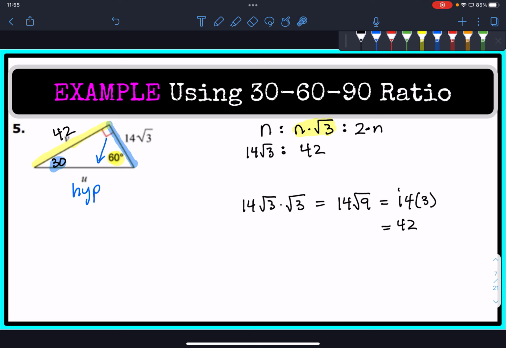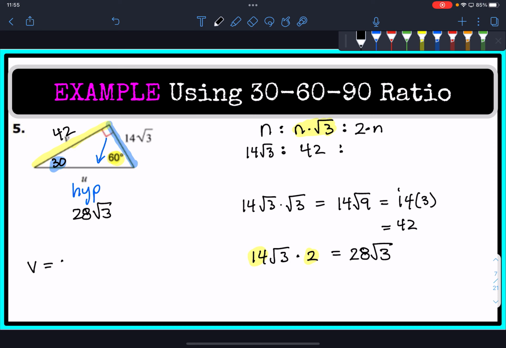And now to figure out the hypotenuse, this side right here, since I know the short side is equal to this, I simply multiply it by 2. So 14 radical 3 multiplied by 2 is 28 times radical 3. In this situation, I only have to multiply the 2 and the 14 together because they're both on the outside of the radicals. So this side is 28 times the square root of 3. So the value of V is 42 and the value of U is 28 times the square root of 3.